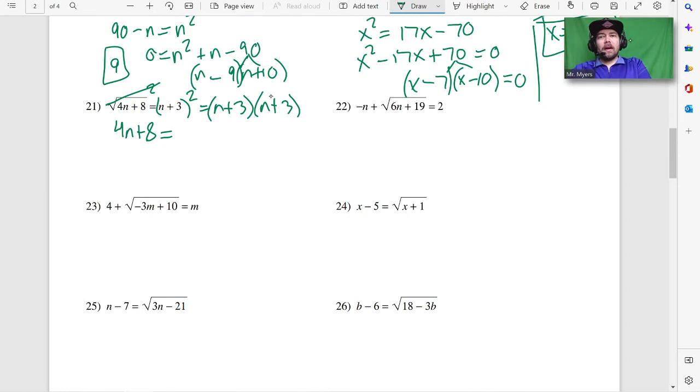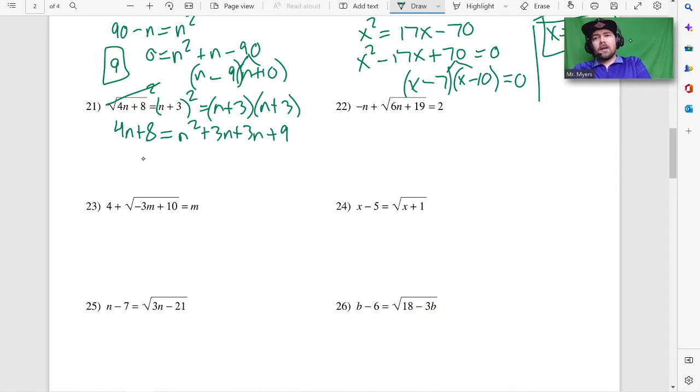Because if I FOIL this out, I get first times the first is n squared. Then outer times the outer is 3n. Inner times the inner is 3n again. Last times the last is 9. So notice if I distribute the square, I get n squared and 9, just not the middle terms.